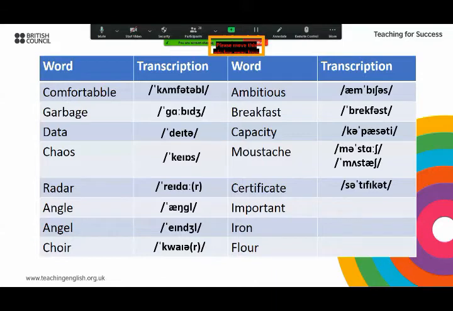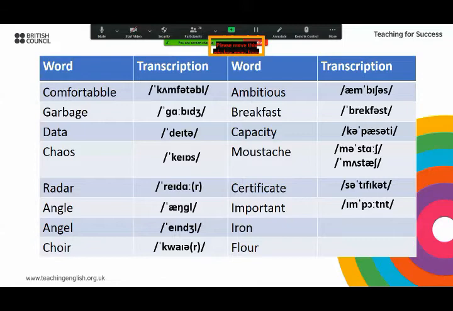Okay. The next one, I think it's easy. Important. Yeah, important, not R. Without ra. So it's long O. So you can pronounce important. Yeah, like this, important.